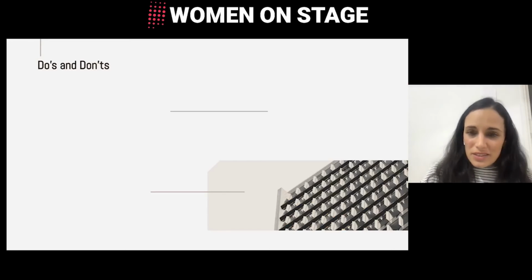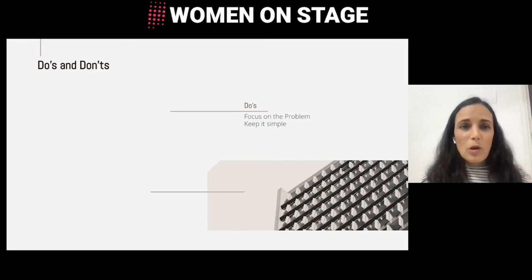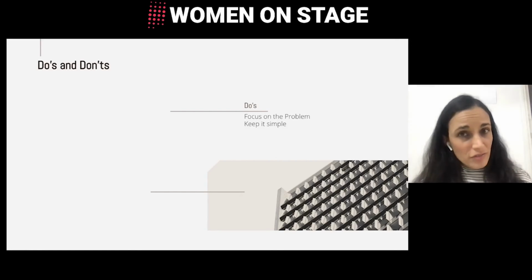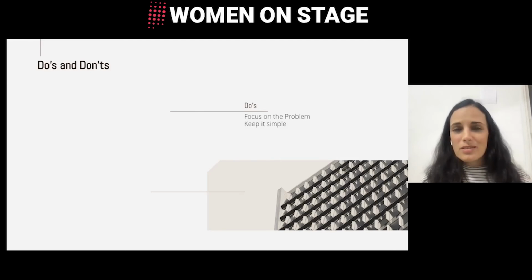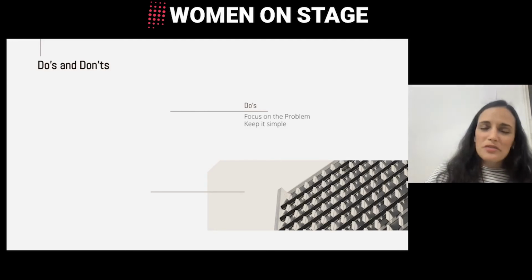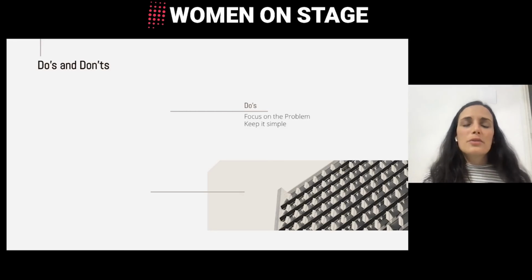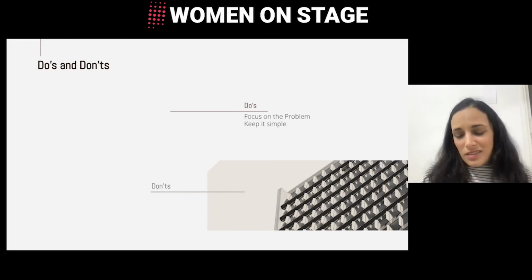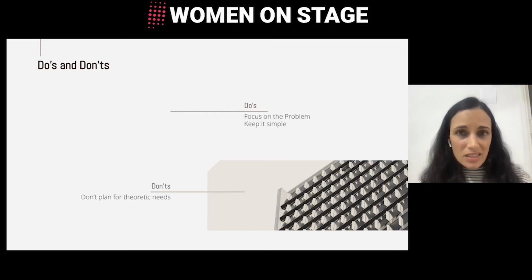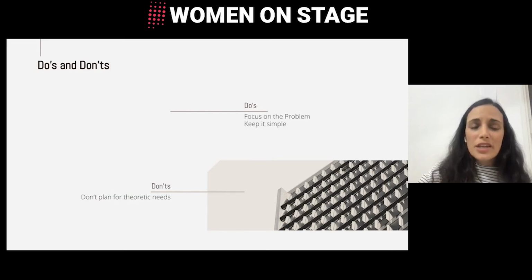So, some do's and don'ts. The first do is focus on the problem. Always have the problem you're solving in front of you. It will keep you focused. The second one is keep it simple. When you're designing your system, start with a simple design and keep it as simple as you can. Even after you launch your system and you're designing a new feature, you always need to have in mind to keep it simple. And my don't is don't plan for theoretical needs. Think just on the near future.